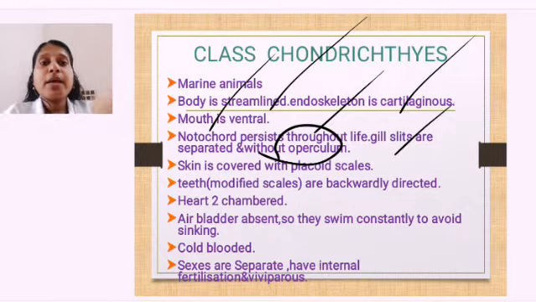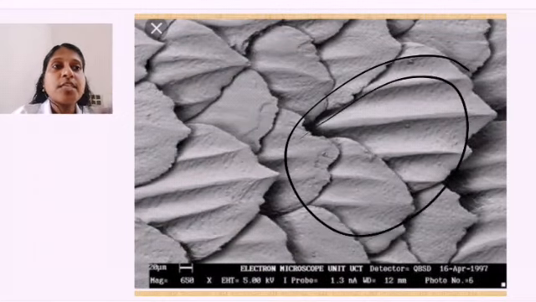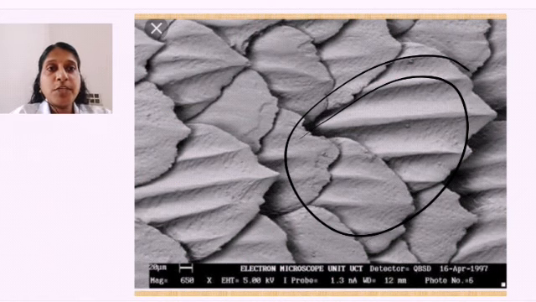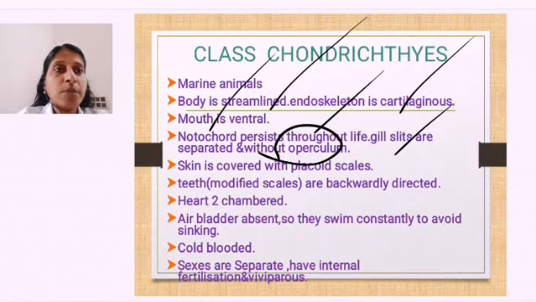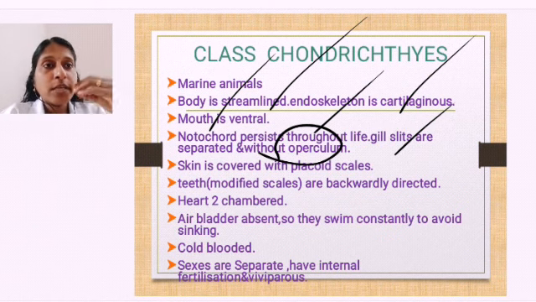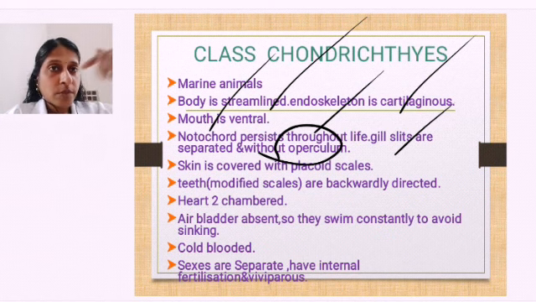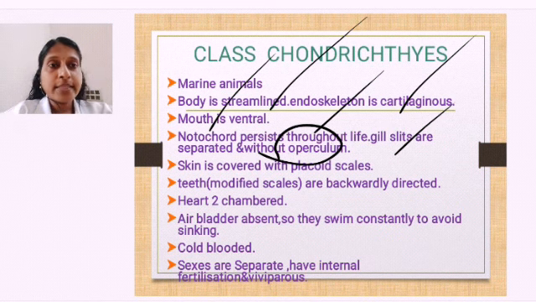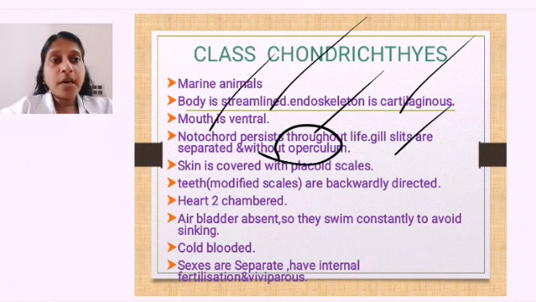The skin is covered by placoid scales. You can see this type of scale in microscopic view, we call it placoid scales. We give the name placoid scales. And the modified scales are forming teeth, and these teeth are directed backwards, so they will be present on the back side inside. Then the heart is a two-chambered heart.